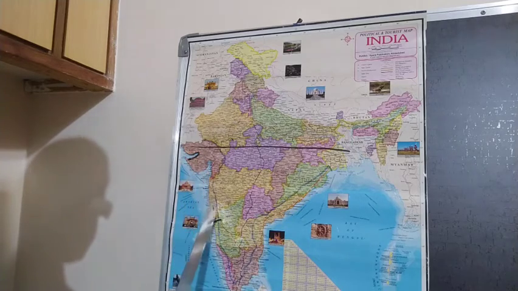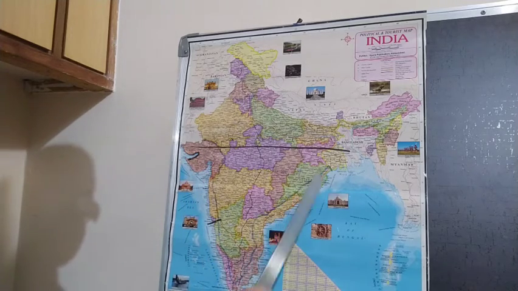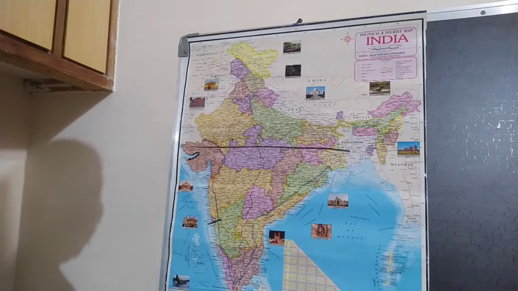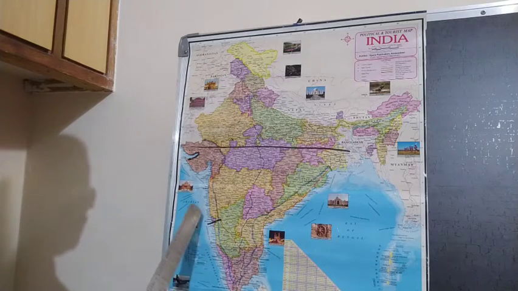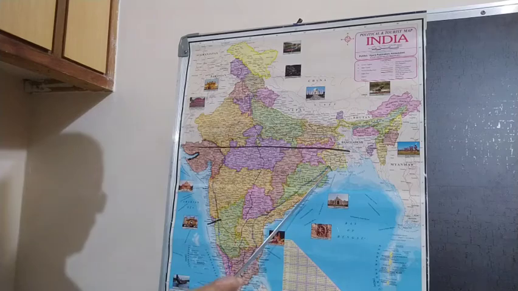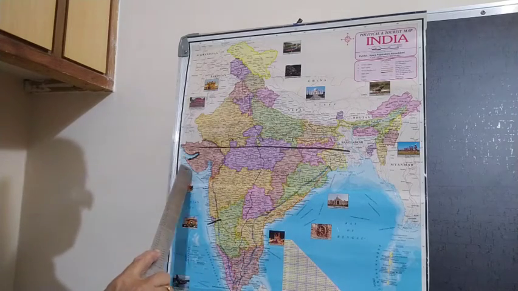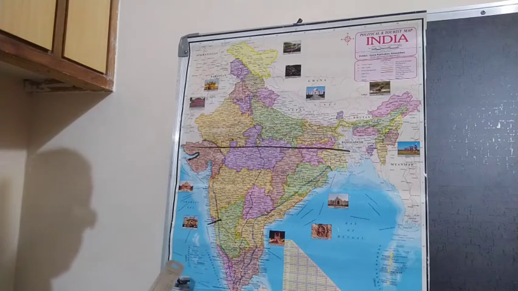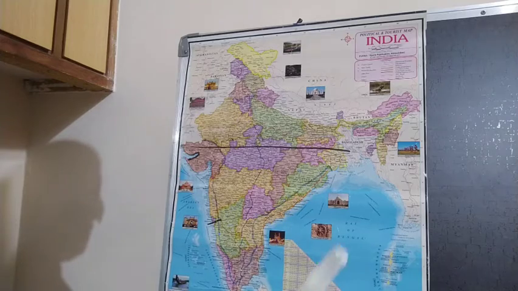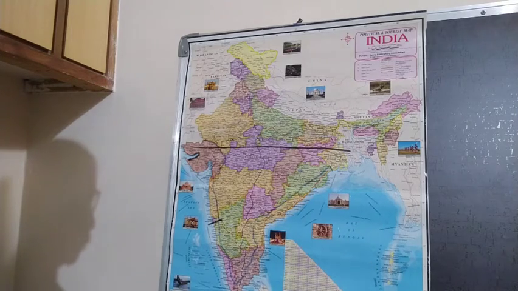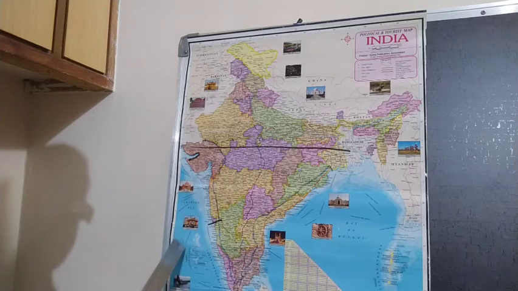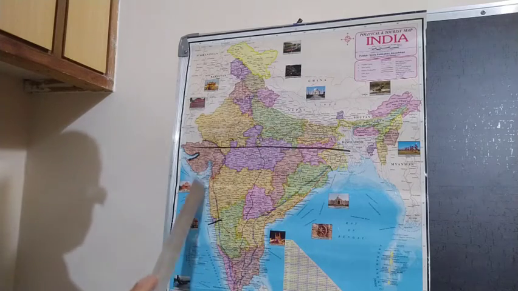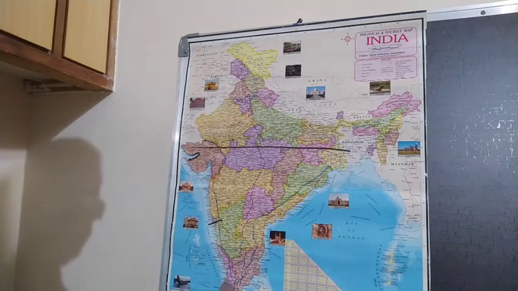Now, the areas which are lying near the sea are known as coastal areas or coastal plains. So, we have two coastal plains. In the east, we have the eastern coastal plain, and in the west, we have the western coastal plain. So, it means we have two coastal plains and two groups of islands. In the east, in the Bay of Bengal, Andaman and Nicobar Islands, and in the west, in the Arabian Sea, we have Lakshadweep Islands. Now, we are going to start with our western coastal plain.